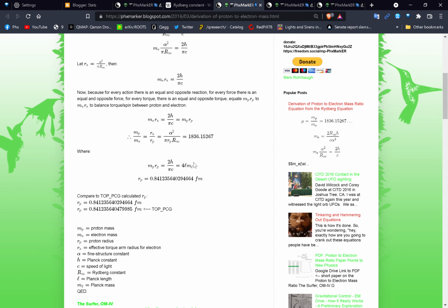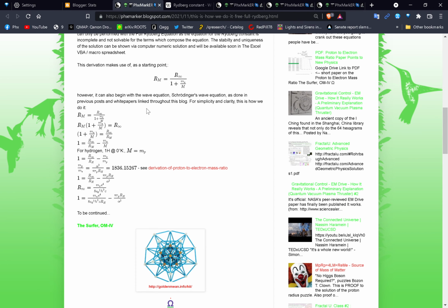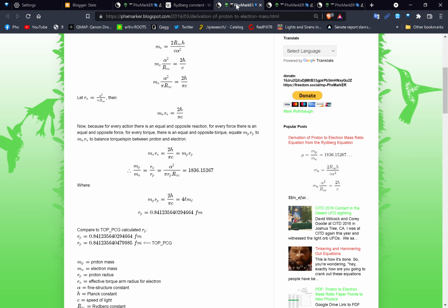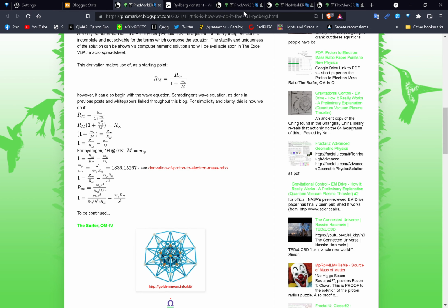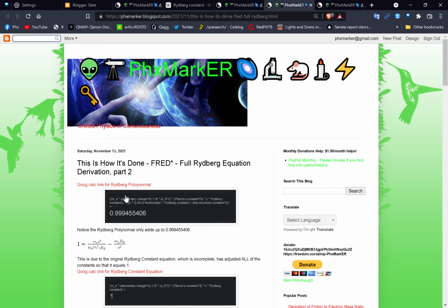You can do it from the Rydberg or the Schrödinger wave equation, like we did earlier in the blog. But I'm babbling on too much about that. So anyways, once we have that equation showing the proton radius, mass ratio, proton to electron derivation, we can jump to where we just evaluate these.